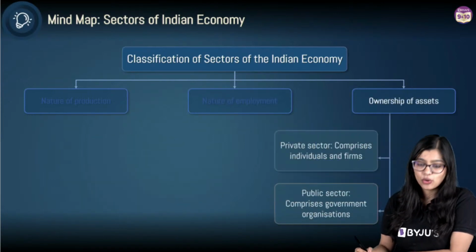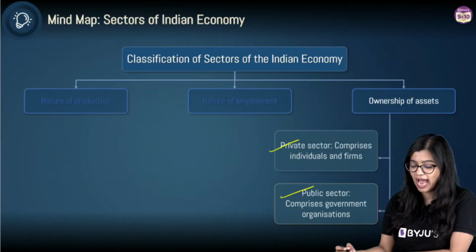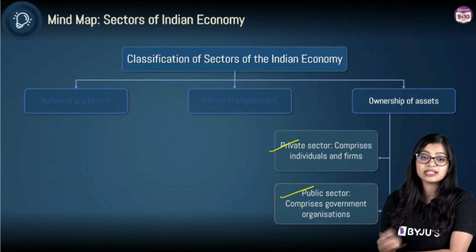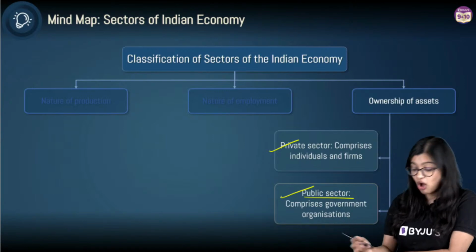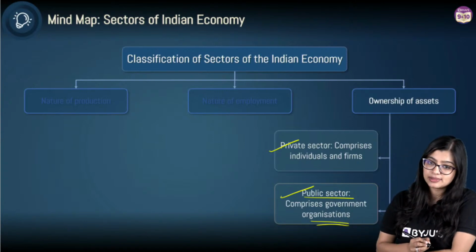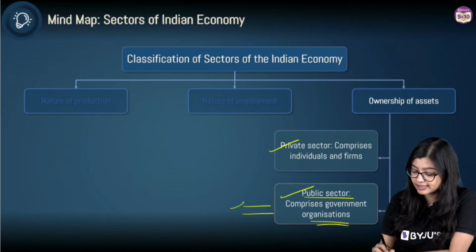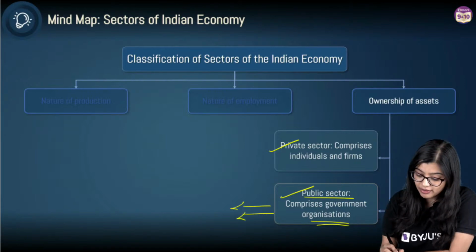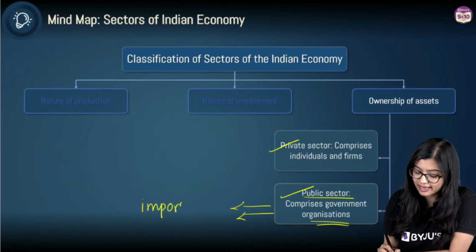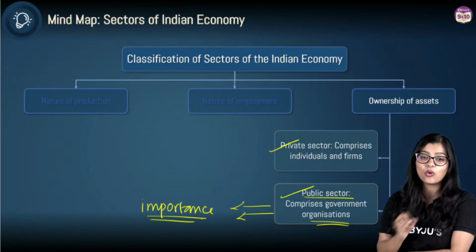Then we have based on ownership of asset, which is private sector and public sector. Private sector is when an individual owns it, while public sector is when it comprises of government organizations. And here, of course, we discussed the importance of public sectors and why we require more of them.